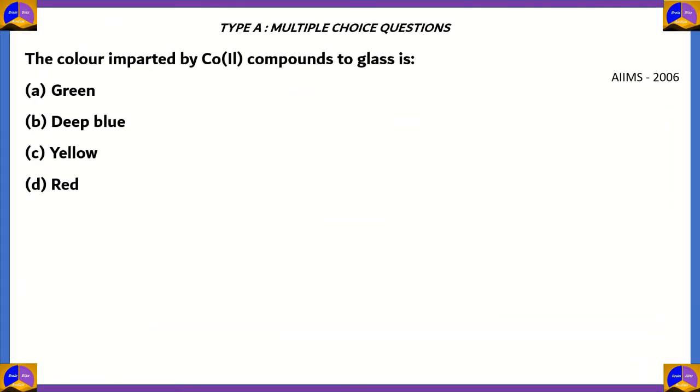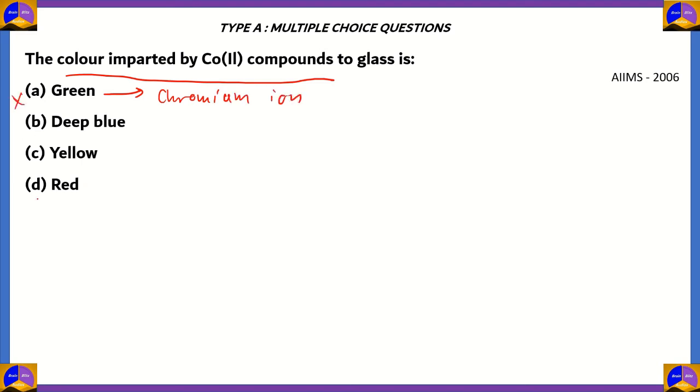This is the next question. You need to find out the color imparted by Co2+ compounds to glass. So compounds containing Co2+ will impart which color to glass. So whether it'll be option A green, option B deep blue, option C yellow, option D red. So let's look at each of the colors. For glass, green is due to the presence of chromium ion. So option A is incorrect.